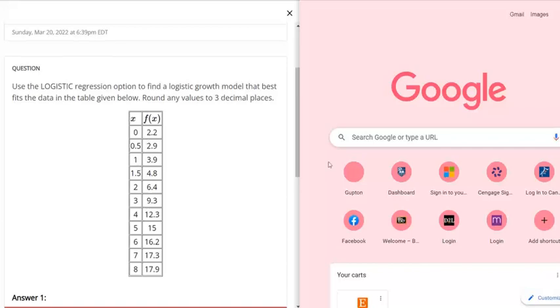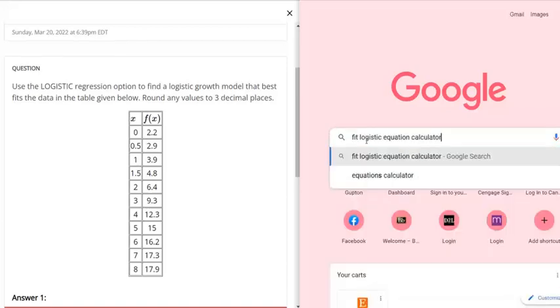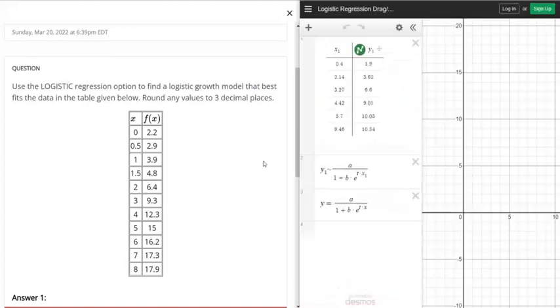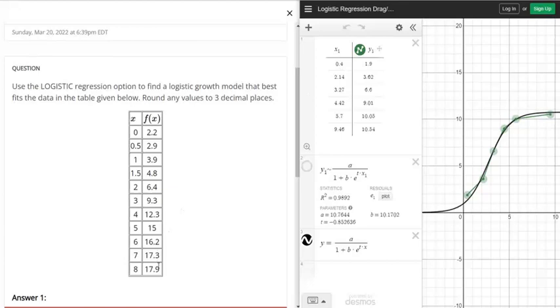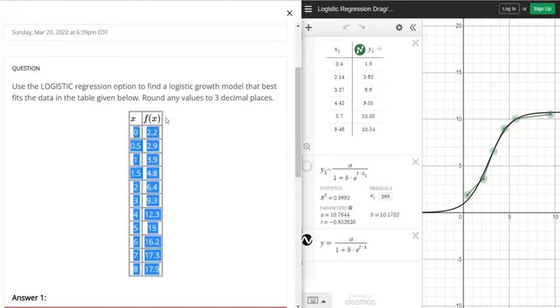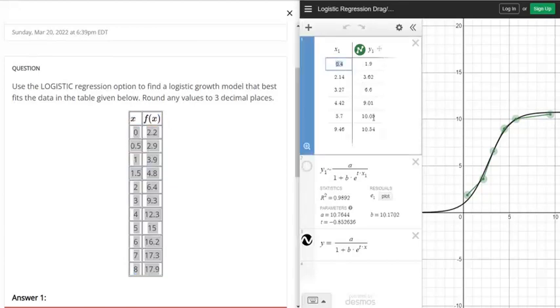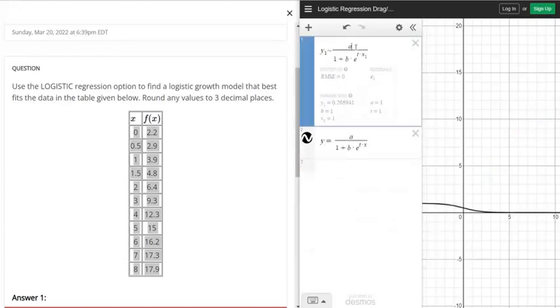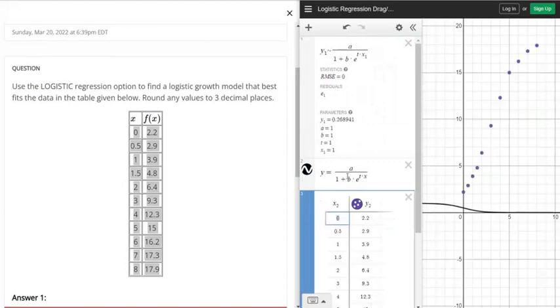We're asked to fit a logistic regression equation to this data set. So I just Googled "fit logistic equation calculator," and Desmos is usually the easiest one. Let's see if I can copy and paste the data directly. I'm going to highlight. Oh, it doesn't look like it. Okay, let's try again. Let's try closing that. There we go. I was able to copy and paste the data.